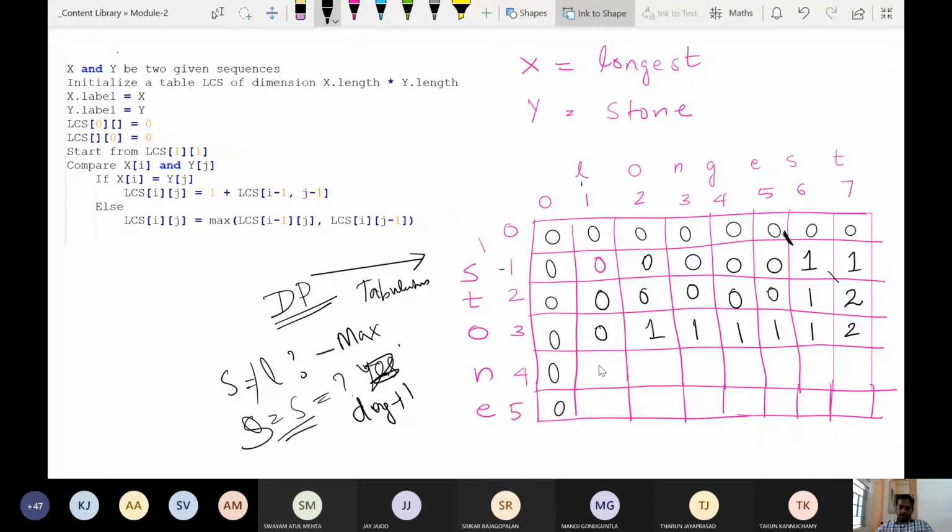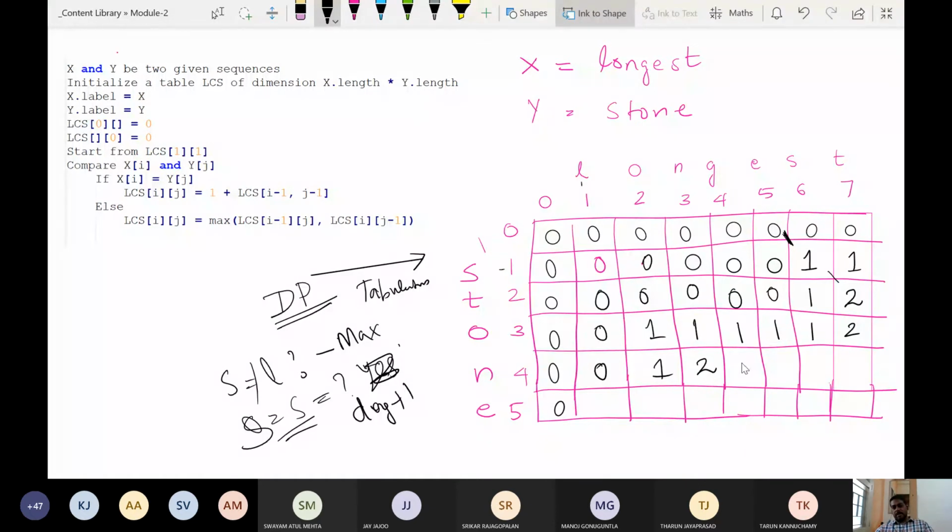N and L, 0. N and O, 1. N and N, 2. How is this 2 coming? N and N are matching. So simultaneously subtract 1 from the row index and column index so that you will get into position 3, 2. To that position, add 1. Whatever is there in that position, add 1, so 2.